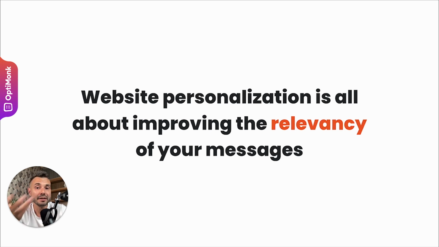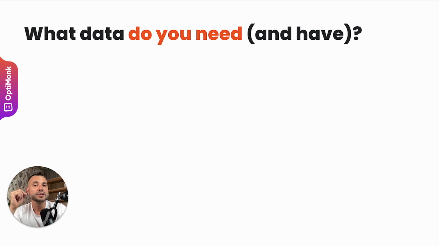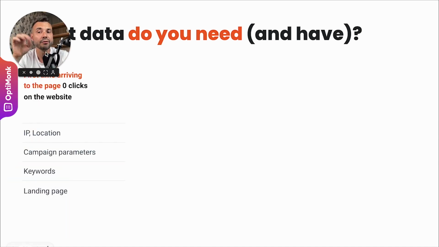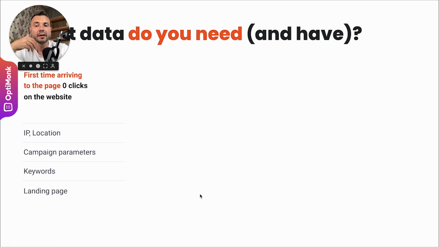So basically you need data about the visitor to be able to personalize your messages based on something, right? So let's see what kind of data you need and what kind of data you actually have. You usually have much more data than you would probably assume. Even when the user has just arrived and they did nothing on your website, you already have a lot of what we call first-party data: location, campaign parameters, keywords, landing pages. You already know what they are mostly interested in.